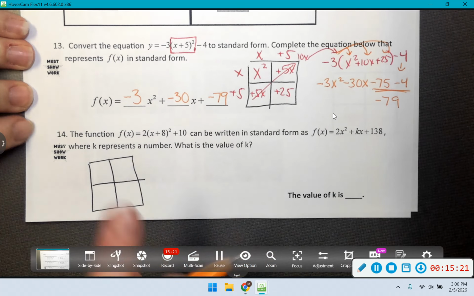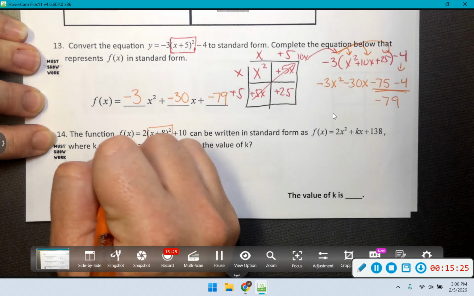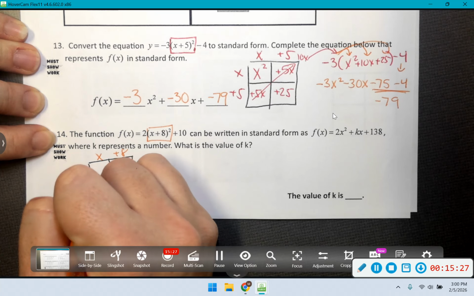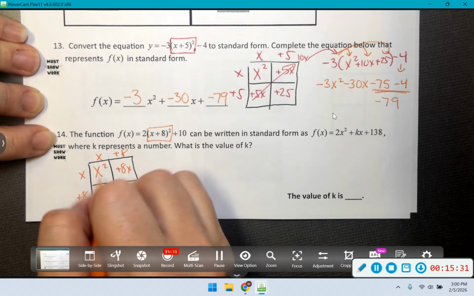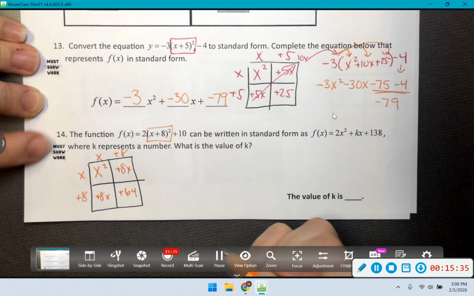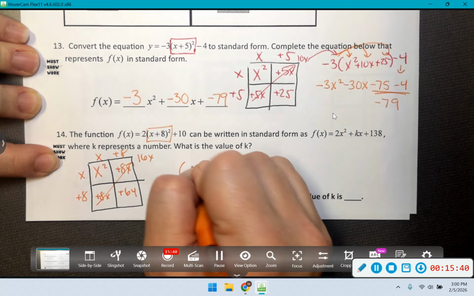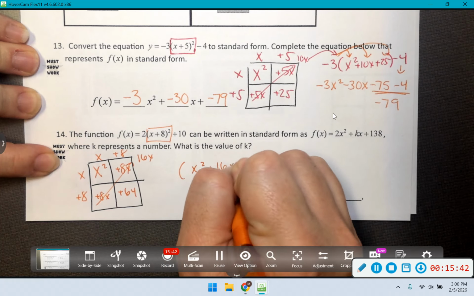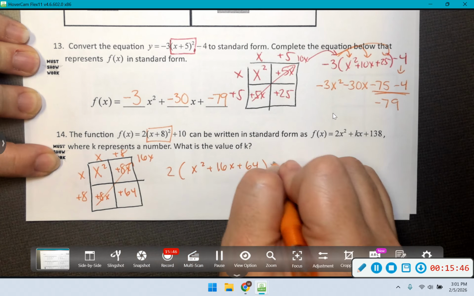So exact same concept here. I have this x plus 8 squared, so I have to do x plus 8, x plus 8, so x squared plus 8x plus 8x. 8 times 8 is 64. So that gives me 16x. So I have x squared plus 16x plus 64. Don't forget the 2 in front and the 10 out back.